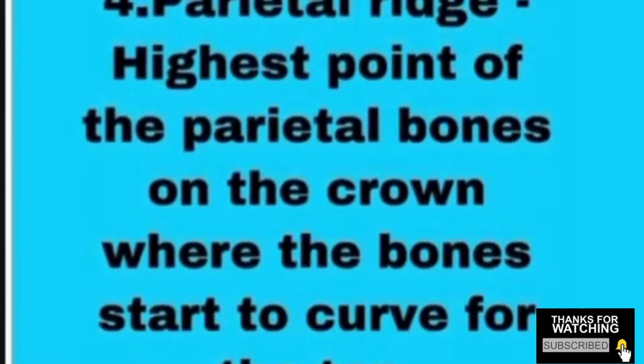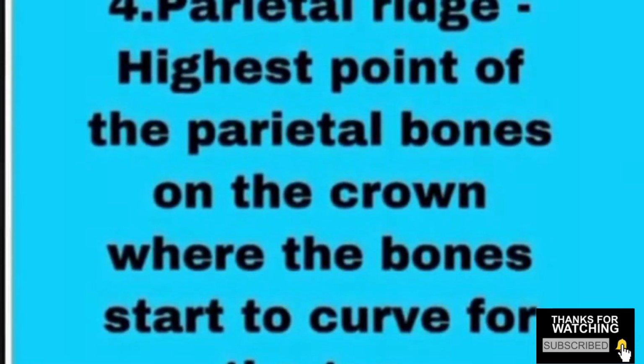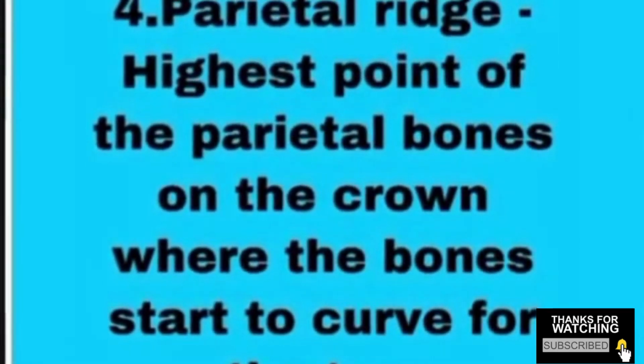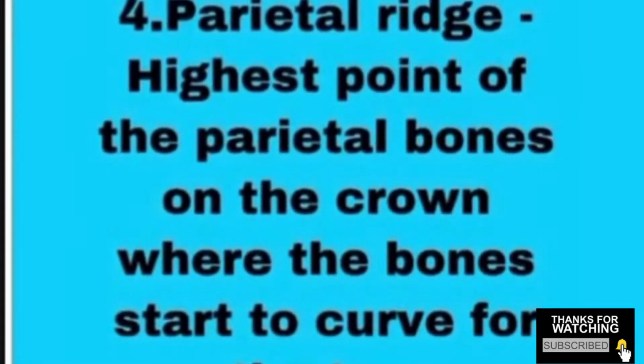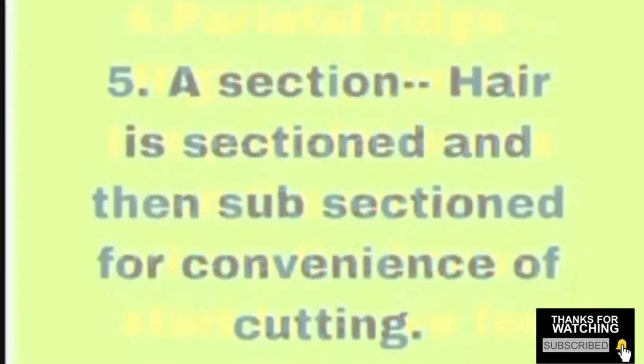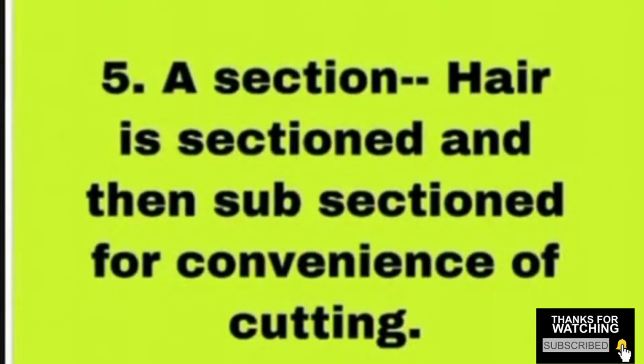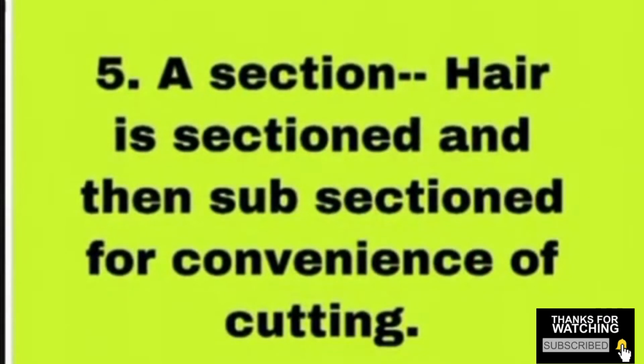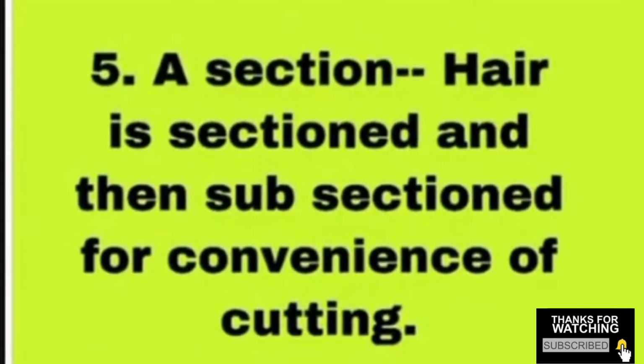4. Parietal ridge: the highest point of the parietal bones on the crown, where the bones start to curve for the top. 5. Section: hair is sectioned and then subsectioned for convenience of cutting.